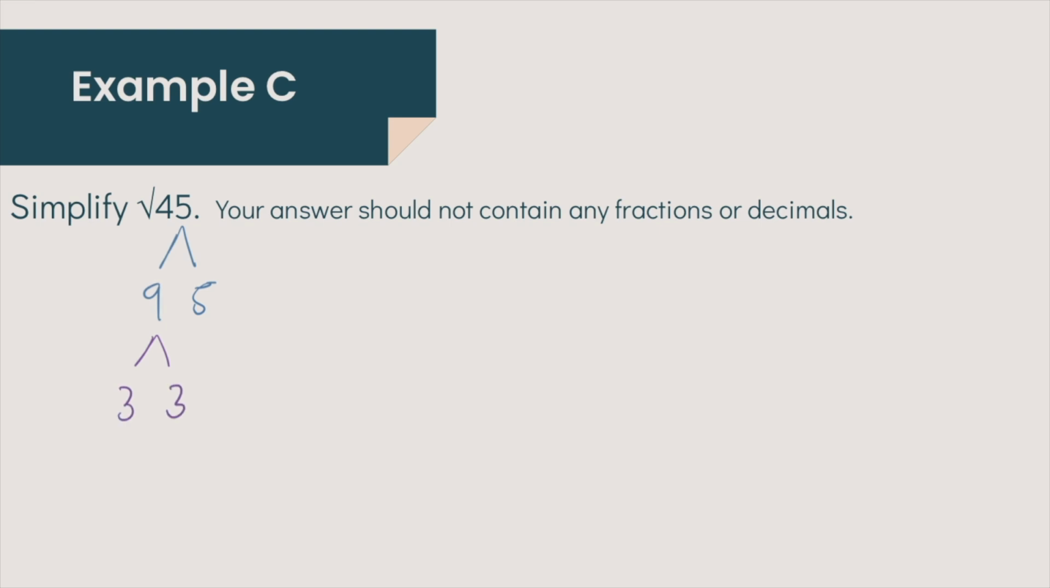So now I'm going to look for my groups. So I can see there's a group of 3 here. So that 3 is going to be on the outside. The 5 has nothing to join it, so it's going to stay on the inside. And I've got 3 radical 5. Now let's take a look at the last example.